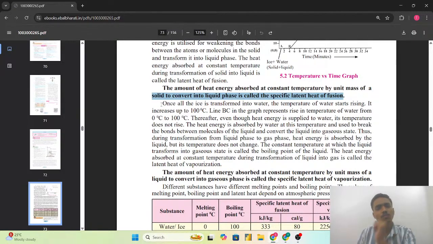Again, once all the ice is transformed into the water, the temperature of the water starts rising. It increases up to 100 degrees Celsius. Line BC in the graph represents the rise in the temperature of the water from 0 degrees Celsius to 100 degrees Celsius. Thereafter, even though the heat energy is supplied to the water, its temperature does not rise. The heat energy is absorbed by the water at this temperature and used to break the bonds between the molecules of the liquid and convert the liquid into the gaseous state.